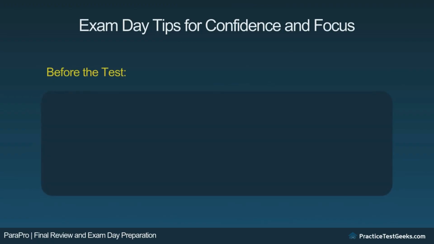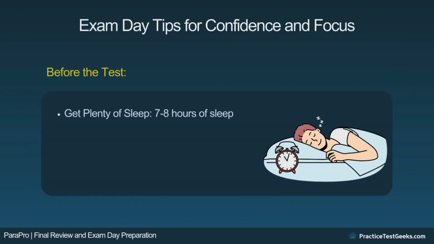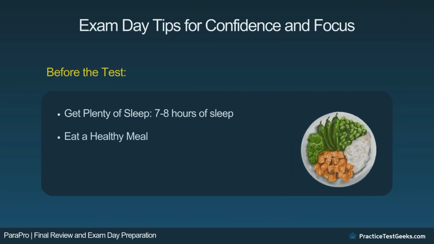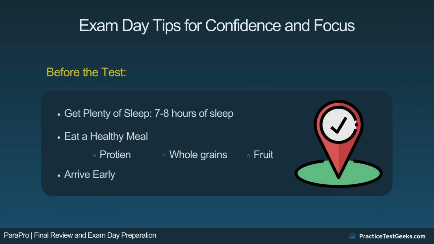Before the test, get plenty of sleep. Ensure that you get at least 7 to 8 hours of sleep the night before the exam. A well-rested mind performs better. Eat a healthy meal. Eat a balanced breakfast that includes protein, whole grains, and fruit to fuel your brain. Arrive early. Arrive at the test location early to give yourself plenty of time to get settled. This will also reduce pre-test anxiety.